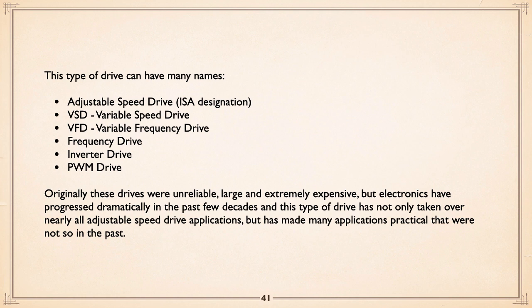Originally, I remember when they first came out, they were unreliable, they were large and extremely expensive. But guess what's happened with electronics over the years? Nowadays it's become much more practical than it used to be. Used to be the consideration that if you looked at the equipment cost of a pump station, if you went variable speed, you were going to add 50% to the cost of it. Now the cost is something below 5%. It's not a big deal.